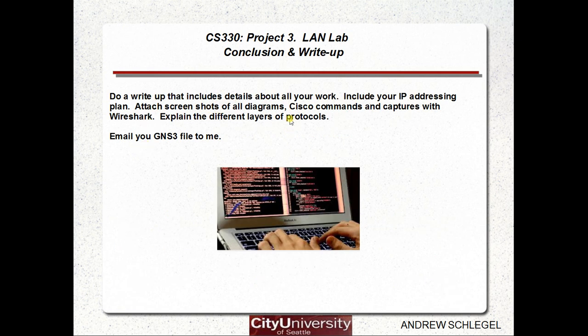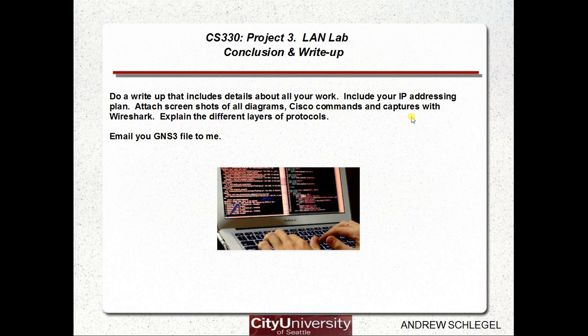The write-up should include all the details of your work, including all your IP addresses and plan. Attach screenshots of all diagrams. Everywhere you did a ping, take a screenshot of it and describe the results, whether the results were what you expected, and why the results were what you got. Include any Cisco commands that you use, which you're not going to have to use a whole lot in this lab. We're going to look a little more at configuration in the next lab.